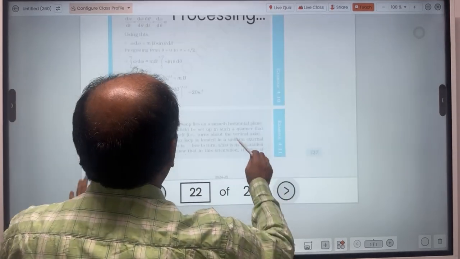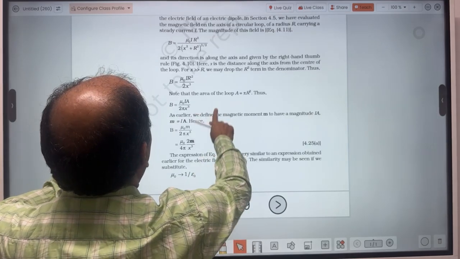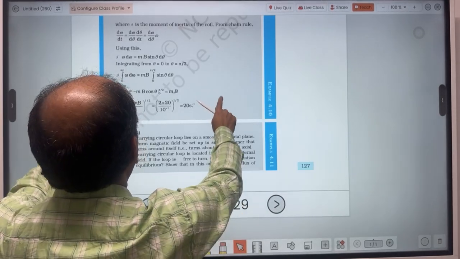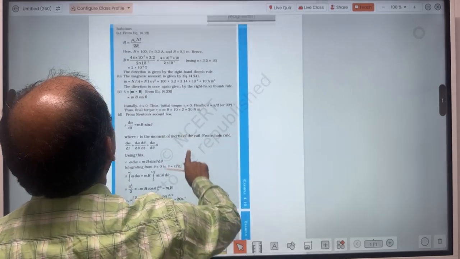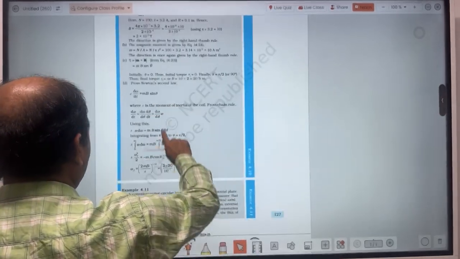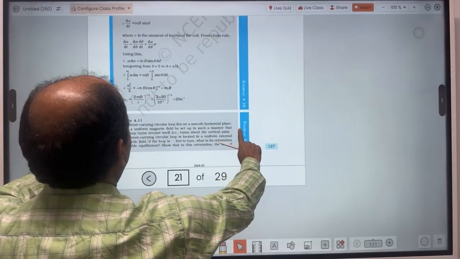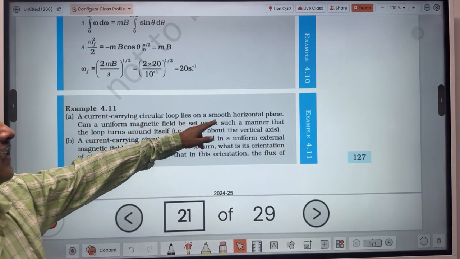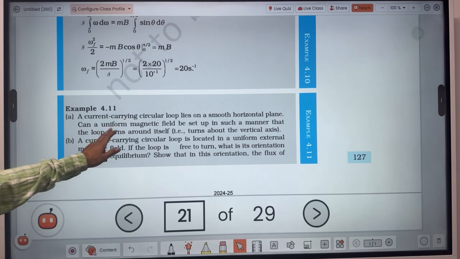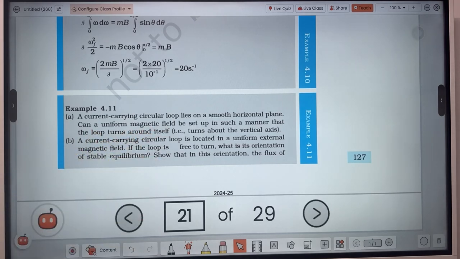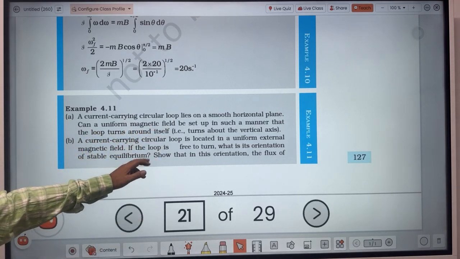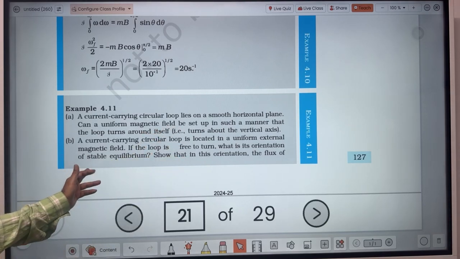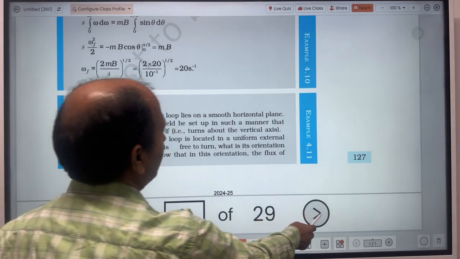Now, the next concept is a general theory question. The question says, a current carrying circular loop lies on a smooth horizontal plane. Can a uniform magnetic field be set up in such a manner that the loop turns around itself, about the vertical axis? Then there is a second question, so let's see the first question.